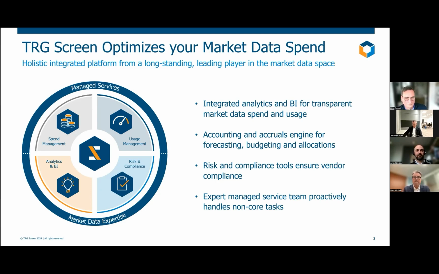Almost all my colleagues at TRG Screen, we have a background in market data. We worked as market data administrators or market data managers. So we understand your day-to-day business challenges. Many of us come from the vendor or the exchange side as well. So for TRG Screen, we are and we remain 100% focused on market data and the financial services market space. That's our domain. That's where we feel comfortable, and that's where we want to add value to you in your day-to-day business. I think, Clive, I hand it back to you here.